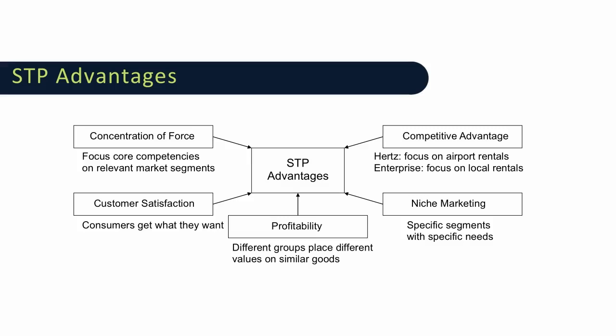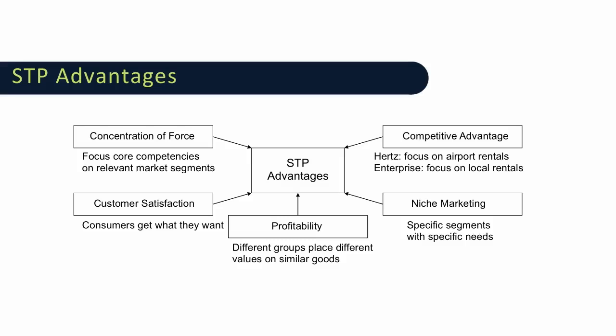STP features a number of advantages. First, it has what's known in the military as concentration of force. We can focus our core competencies on relevant market segments rather than dilute them over the general market. For example, Starbucks Coffee focuses on coffee aficionados who appreciate and are willing to pay for premium coffee. They don't waste their time trying to be everything to everybody. Second, we can increase customer satisfaction because consumers get what they want. Third, we can leverage our competitive advantage to market segments which appreciate it.